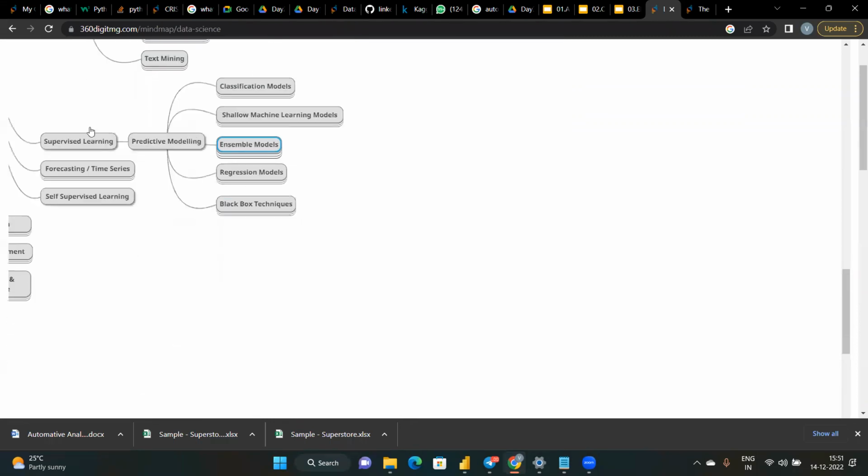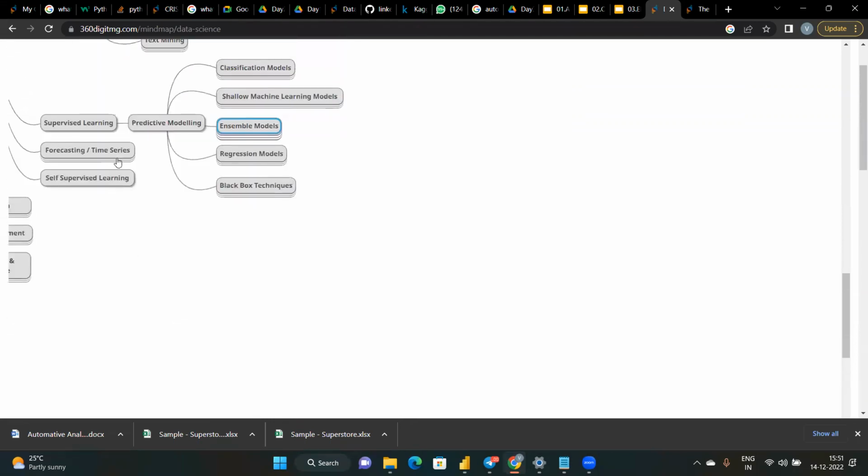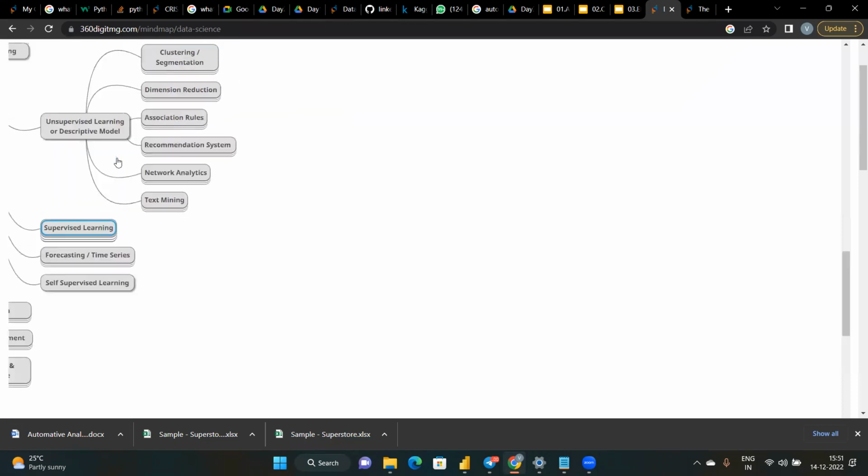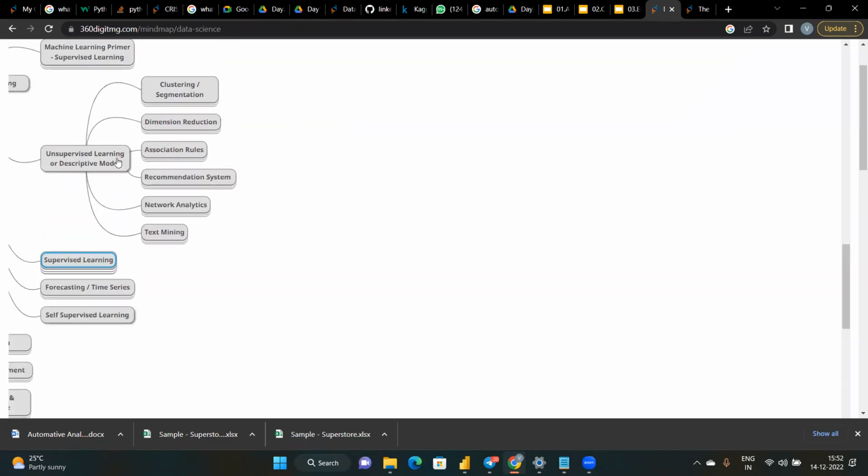Okay. So, guys, this was all about unsupervised learning and supervised learning. What you have to understand is that in supervised learning, we get labeled data sets and we predict the output. But in unlabeled data sets, there is only input. That is the reason we use unsupervised learning, or the descriptive approach.